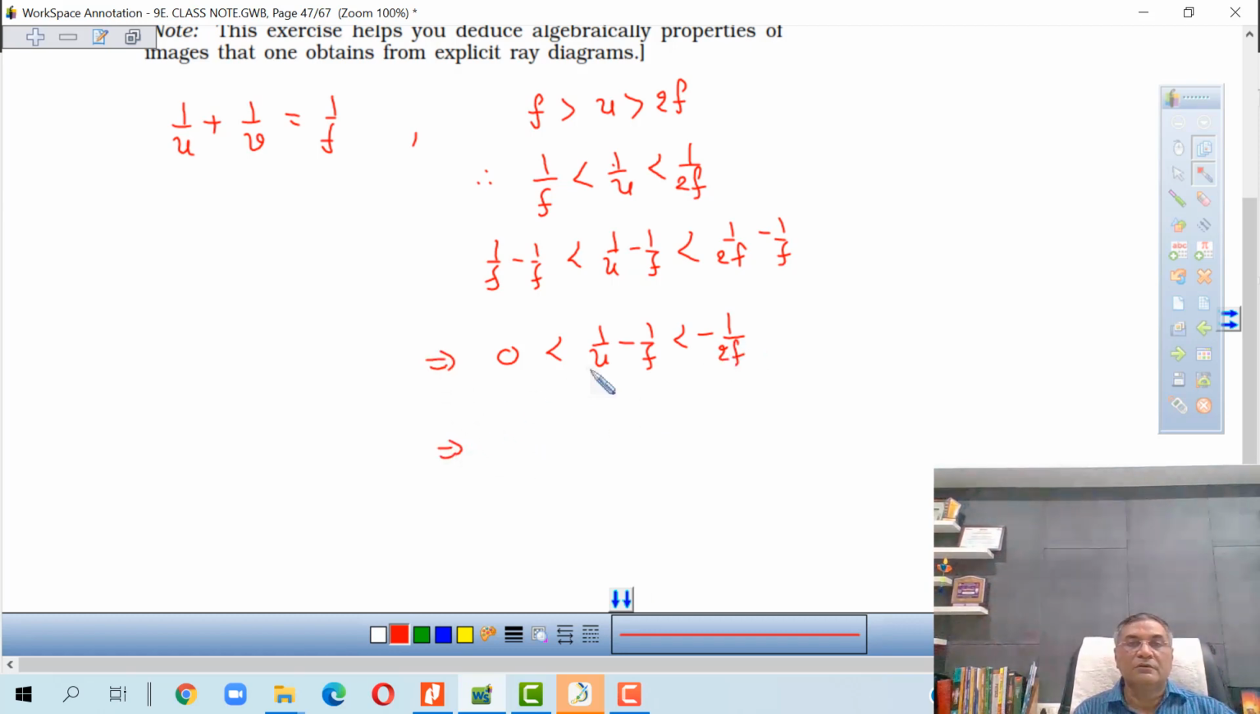And what will 1 upon U minus 1 upon F be? If I remove the minus sign, 0 is greater than 1 upon F minus 1 upon U, and greater than 1 upon 2F. So this is nothing but 1 upon V. So 0 greater than 1 upon V greater than 1 upon 2F. F itself is negative, so it becomes smaller.